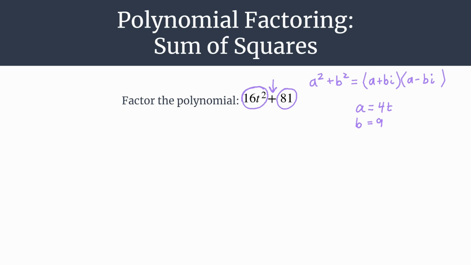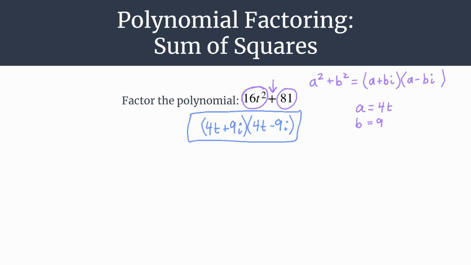All right, so here we go. Set up your two binomials. And we're simply substituting in the a and b we defined. So for a plus bi, that turns into 4t plus 9i. And then our second binomial will have 4t minus 9i. Eventually, you probably won't even need this template, but it's a great help as you're getting accustomed to this sum of squares factoring technique. So here you have it. Our polynomial is fully factored.